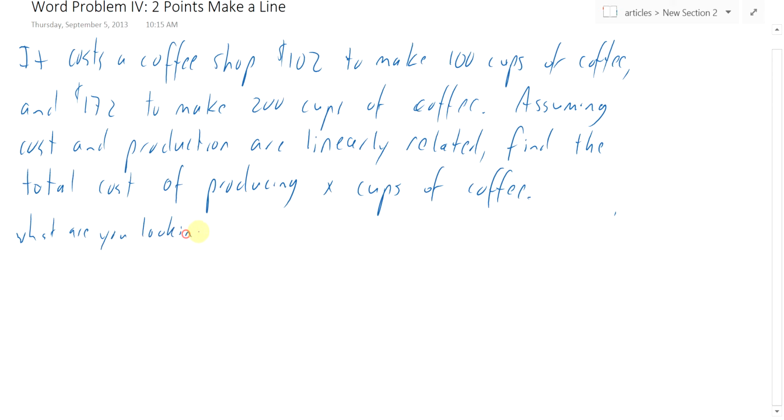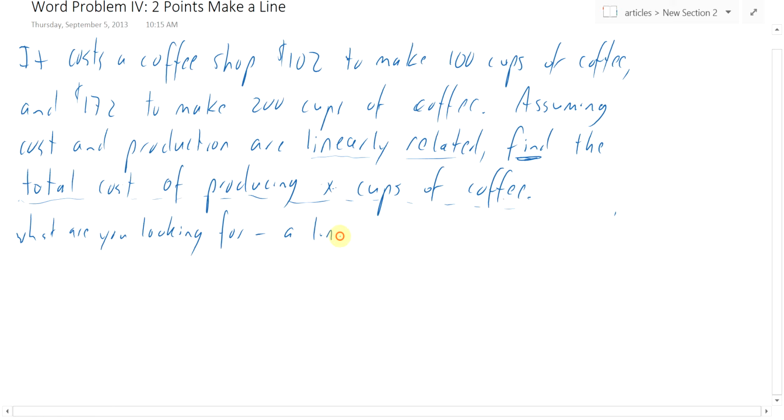This is a little different from the previous ones because there's no question mark, but they do tell you something. Find something, right? So that tells you what you're looking for. And what we're looking for is the total cost of producing X cups of coffee. So what are they actually asking for here? Well, they're saying find a formula that has this variable X in it, that tells you if you make X number of cups of coffee, that tells you what your total cost is. And they also tell you that this formula should be a line.